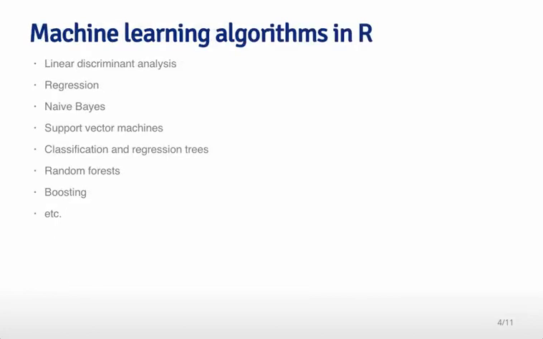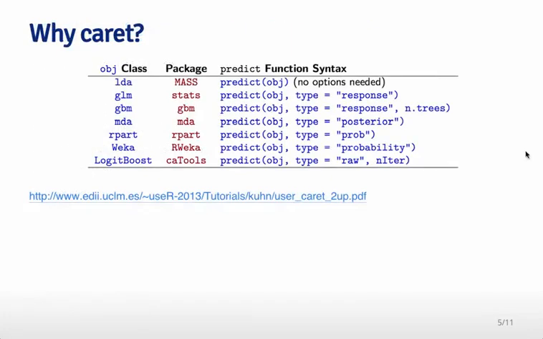There are a large number of machine learning algorithms that are built into R. These range from very popular statistical machine learning algorithms like linear discriminant analysis and regression to algorithms more widely used in computer science, like support vector machines, classification and regression trees, random forests and boosting. All of these algorithms are built by a variety of different developers, all coming from different backgrounds, and so the interfaces to each of these prediction algorithms are slightly different. As one example, consider this class of different prediction algorithms that you could apply, everything from linear discriminant analysis down to boosting.